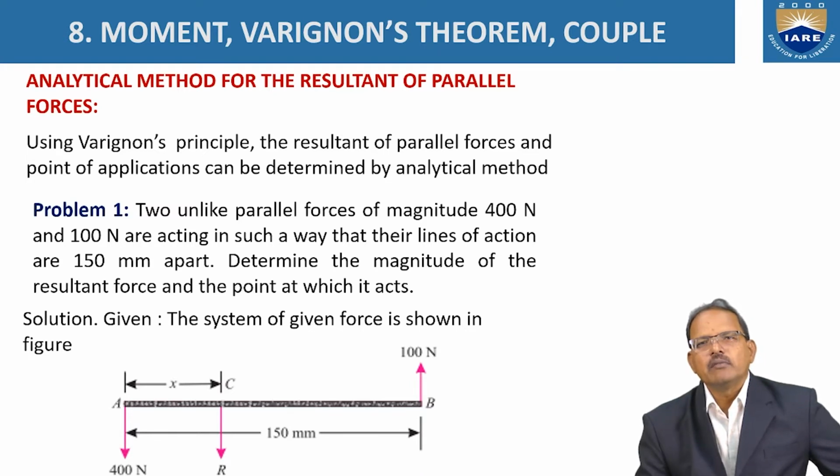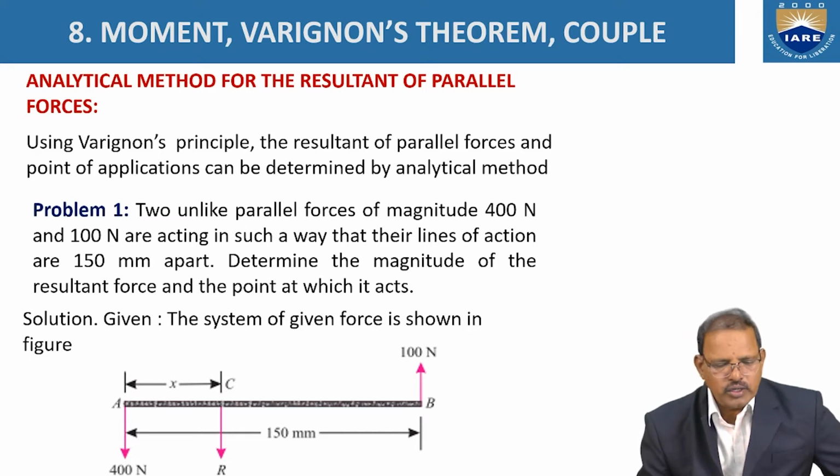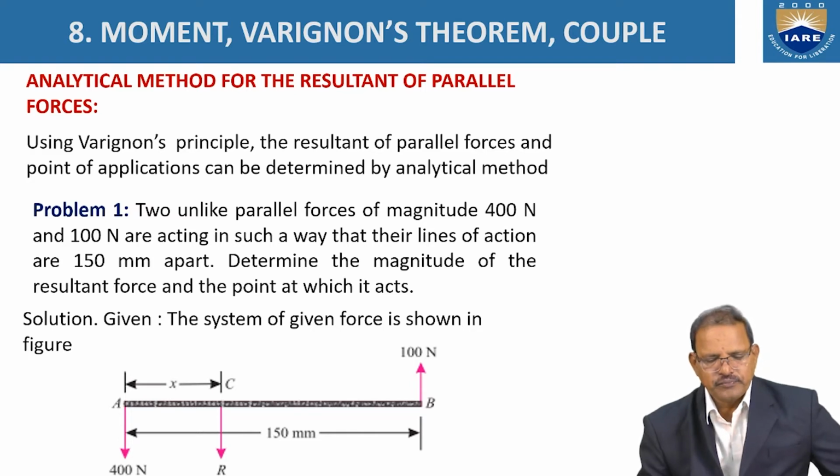Here I am taking one problem now. Two unlike parallel forces of magnitude 400 newtons and 100 newtons are acting in such a way that their lines of action are 150 mm apart. Determine the magnitude of the resultant force and the point at which it acts.